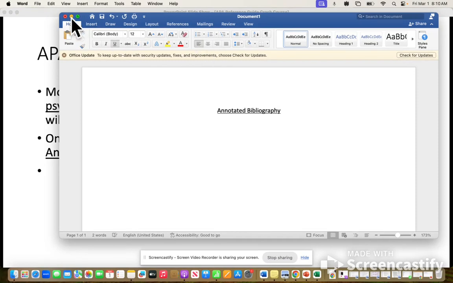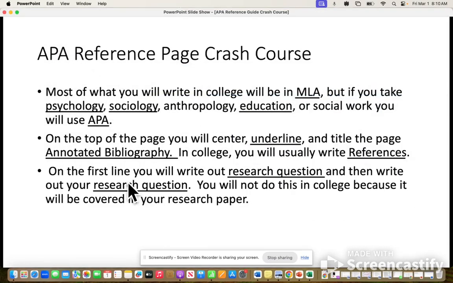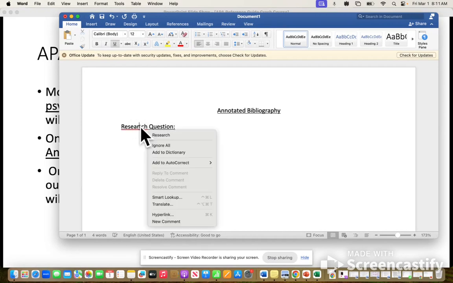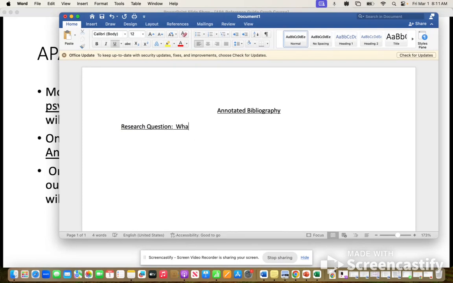On the first line, you will write out your research question. You will not do this in college because it will be covered in your research paper. So I just want you guys, for my ease, to put research question and then write out your question. What is the benefit for teachers taking vacation? Vacation's on my mind today.